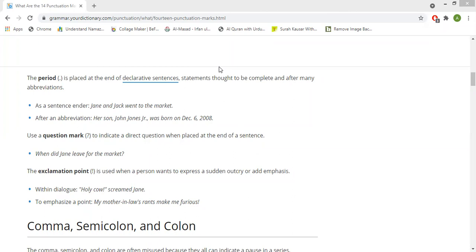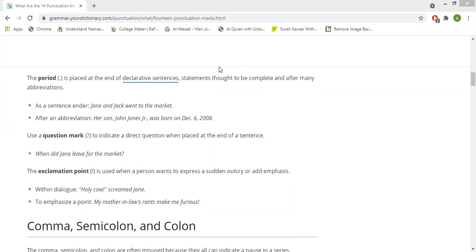It is used as a sentence ender, and after an abbreviation. Remember, we did an exercise of abbreviations in chapter number 6. So after every abbreviation we use a full stop, and after the ending of a sentence. This is so simple.